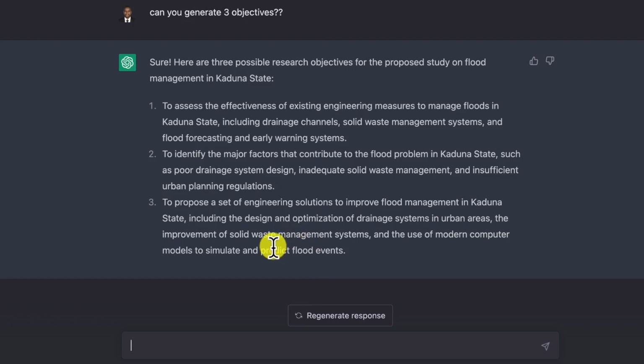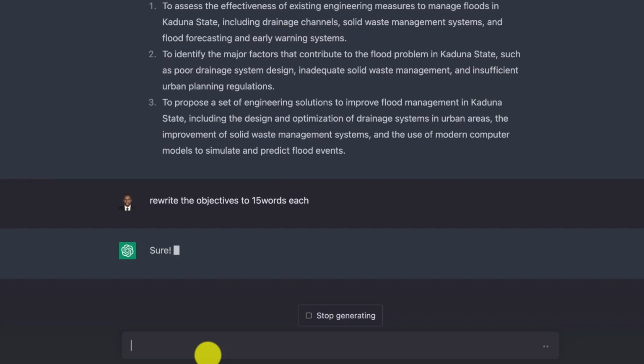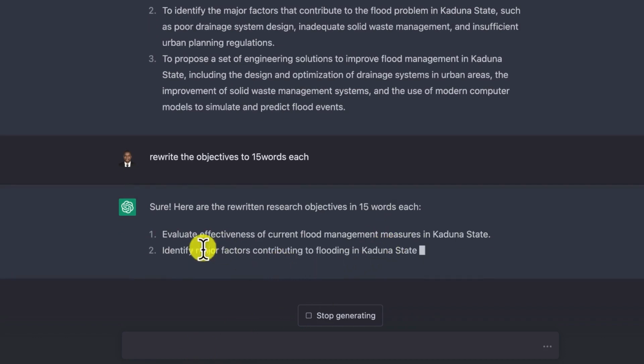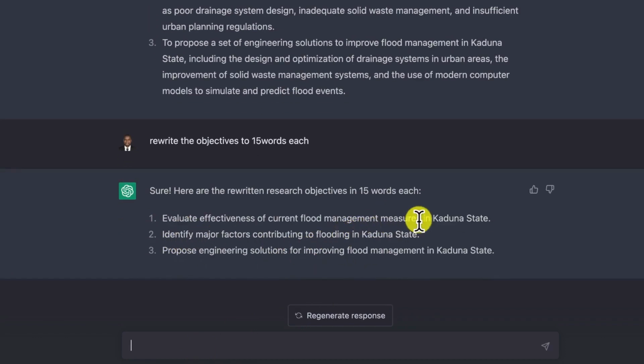But then to just cover up and show you how to deal with this, we can say reduce the objectives to maybe 15 words each. It will just write it for you. Sure, here are the research objectives in 15 words. So you can see it's just going to give you 15 words. Assess the effectiveness of current flood management measures in Kaduna State, identify major factors contributing to flooding in Kaduna State, and propose engineering solutions for improving flood management in Kaduna State.